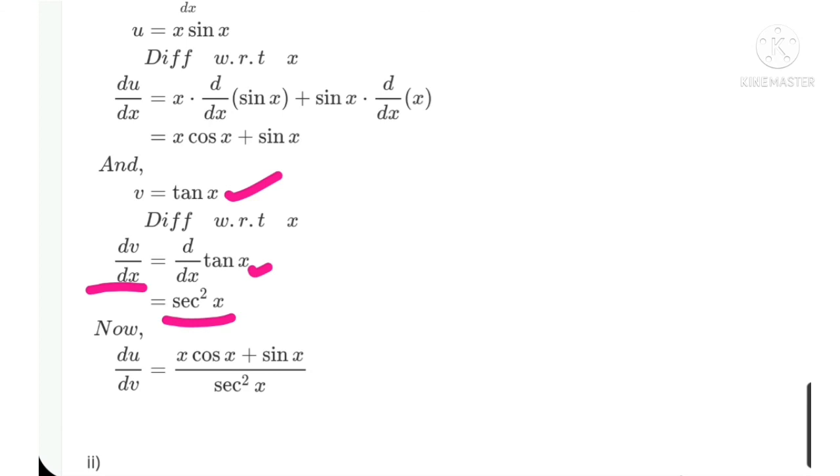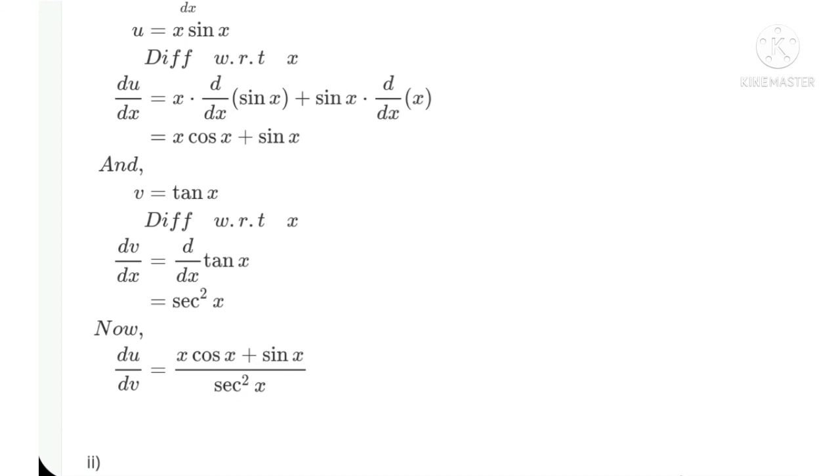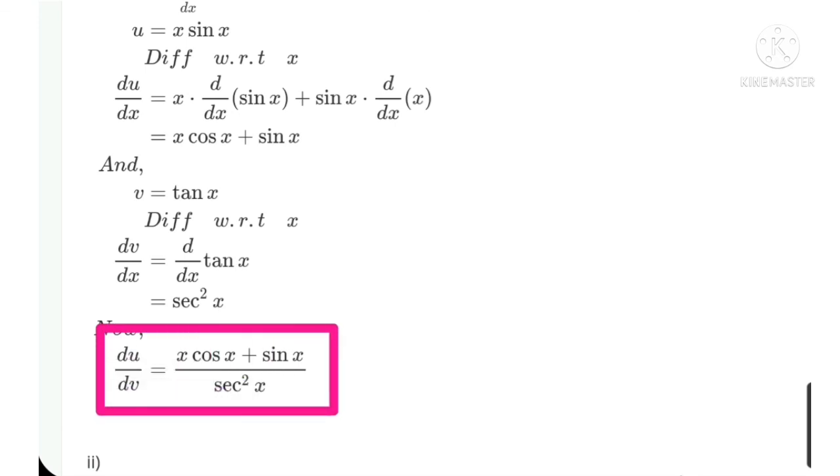So lastly you find du by dv. Du by dv is equal to du by dx upon dv by dx. So you put du by dx value here and dv by dx. So we get final answer du by dv is equal to x cos x plus sin x upon sec square x.